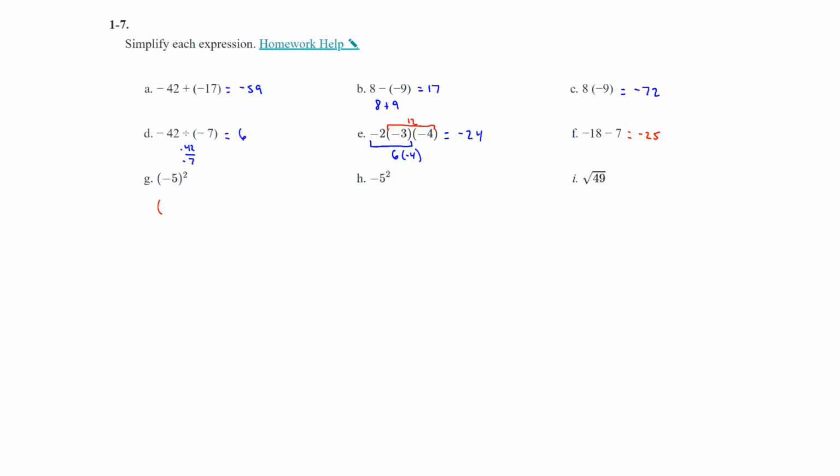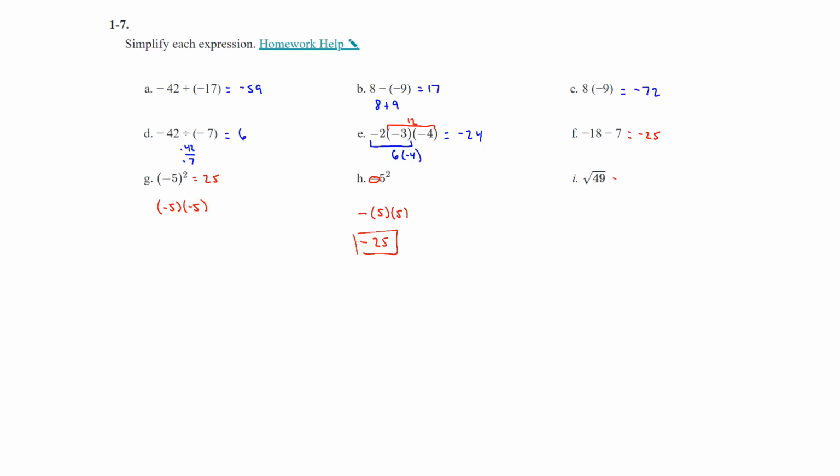G, the way this would be written out would be negative 5 times negative 5, because the base is negative 5 and you're multiplying by itself 2 times. So that would be a positive 25. The difference with H is this negative is not with the 5 that is being squared. Order of operations have you do exponents first. So really this would be negative and then 5 times 5. It's the 5 that's being squared. So what you end up getting is negative 25, not a positive. There's a huge difference between G and H that we need to work on.